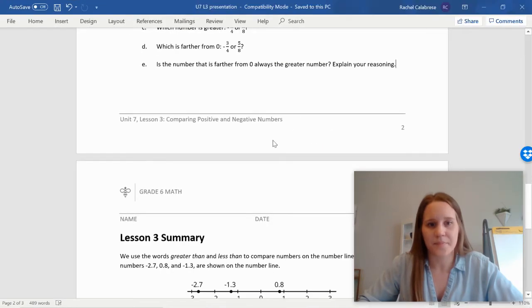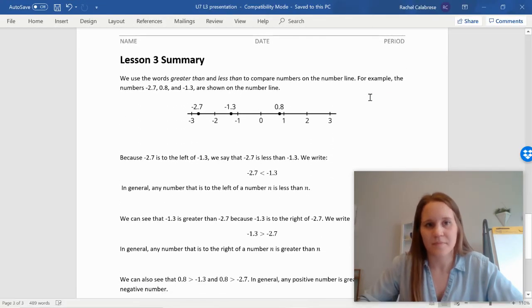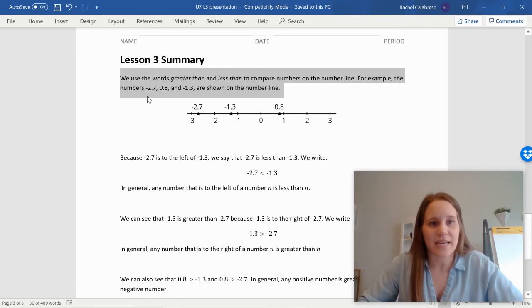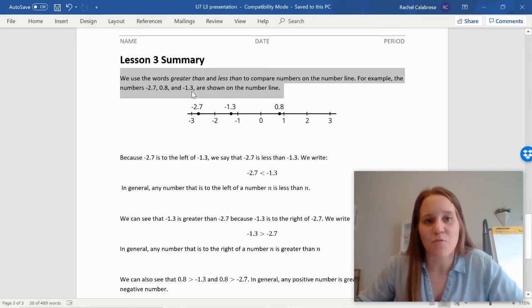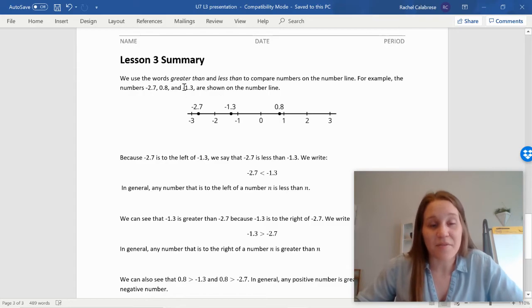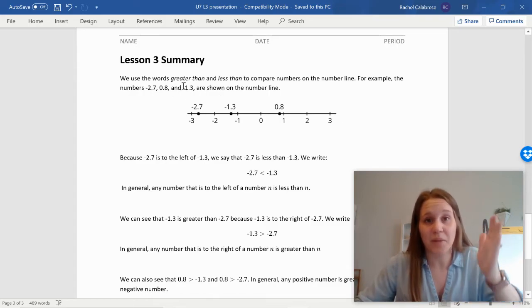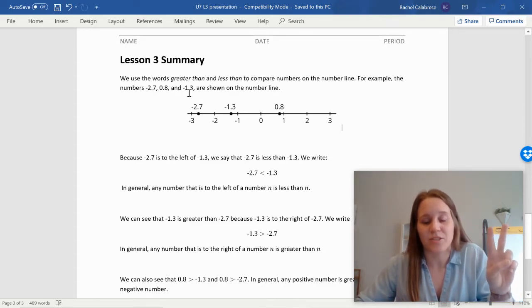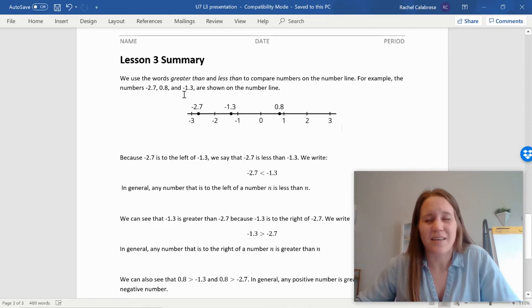Here's what I got. We use the words greater than and less than to compare numbers on the number line. For example, the numbers negative 2.7, 0.8, and negative 1.3 are shown on this number line. I love those decimal examples on this integer number line. Just a reminder, be really careful when you're plotting those. Think about what two integers they'd be between and put them between those two integers. So like positive 1.3 would be between 1 and 2. So I see here it's between negative 1 and negative 2.